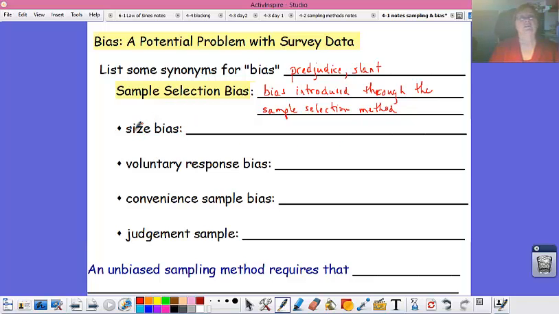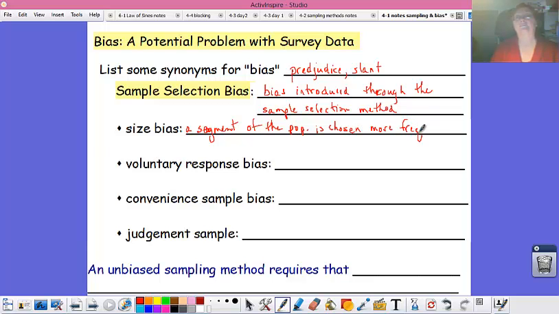aware of. The first is called size bias. Size bias occurs when there is a group in the population that has a large number of people, maybe larger than all the rest. So they get picked more frequently just because there are more of them. That's size bias. Okay? A segment of the population gets chosen more frequently because there are just more of them to choose.